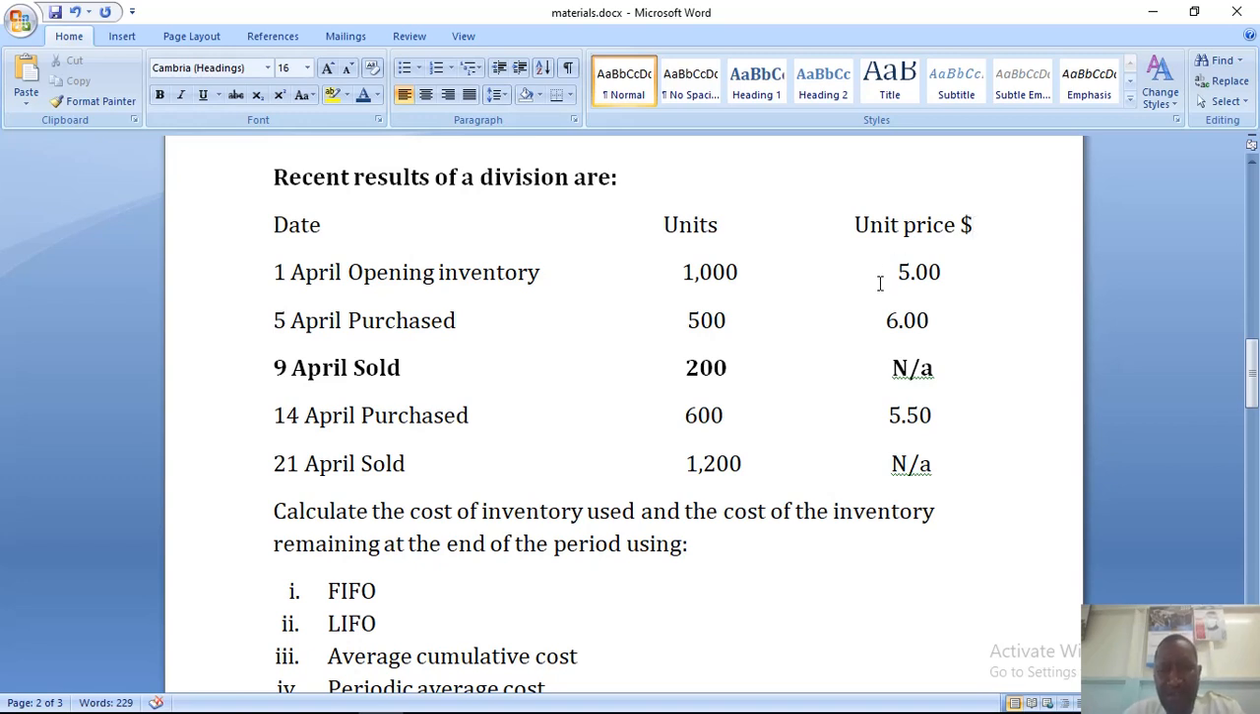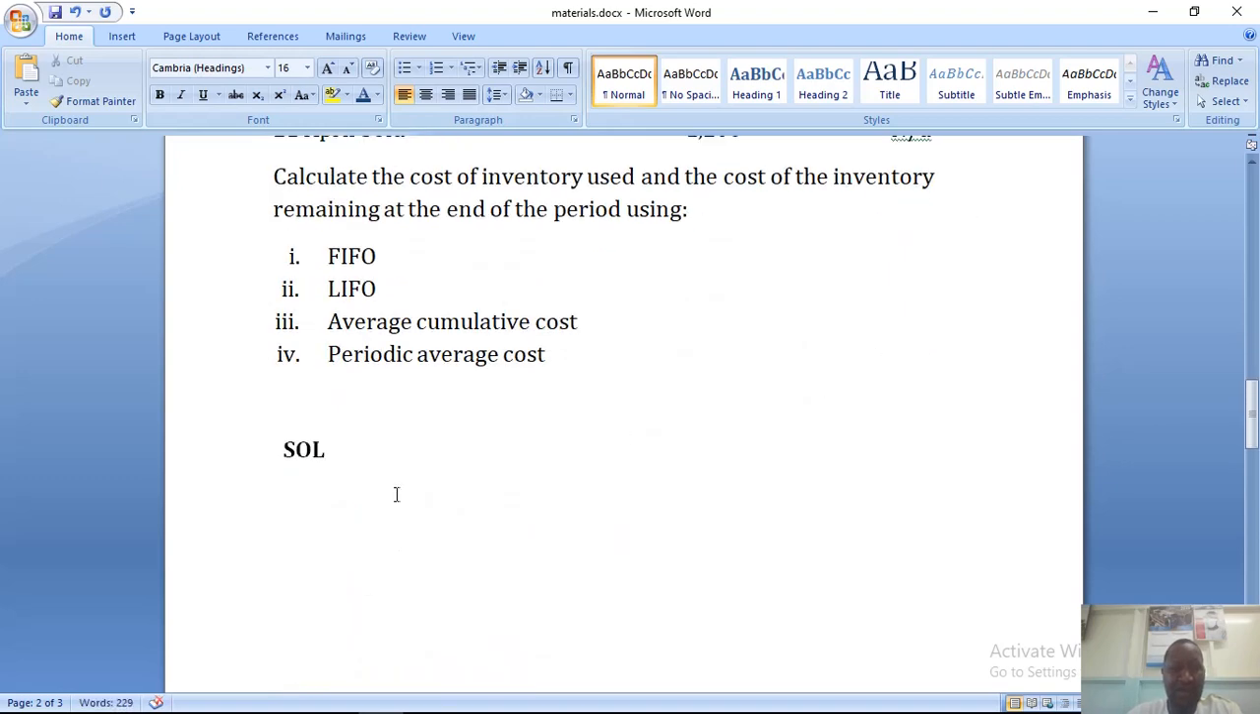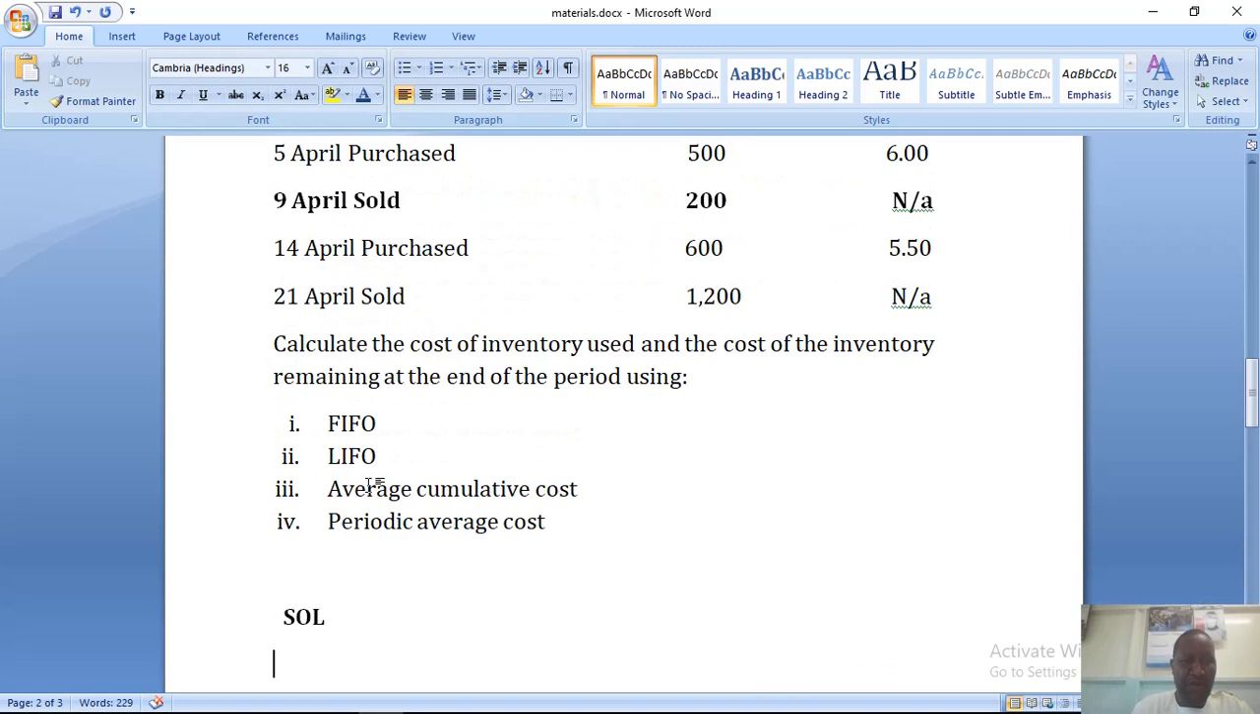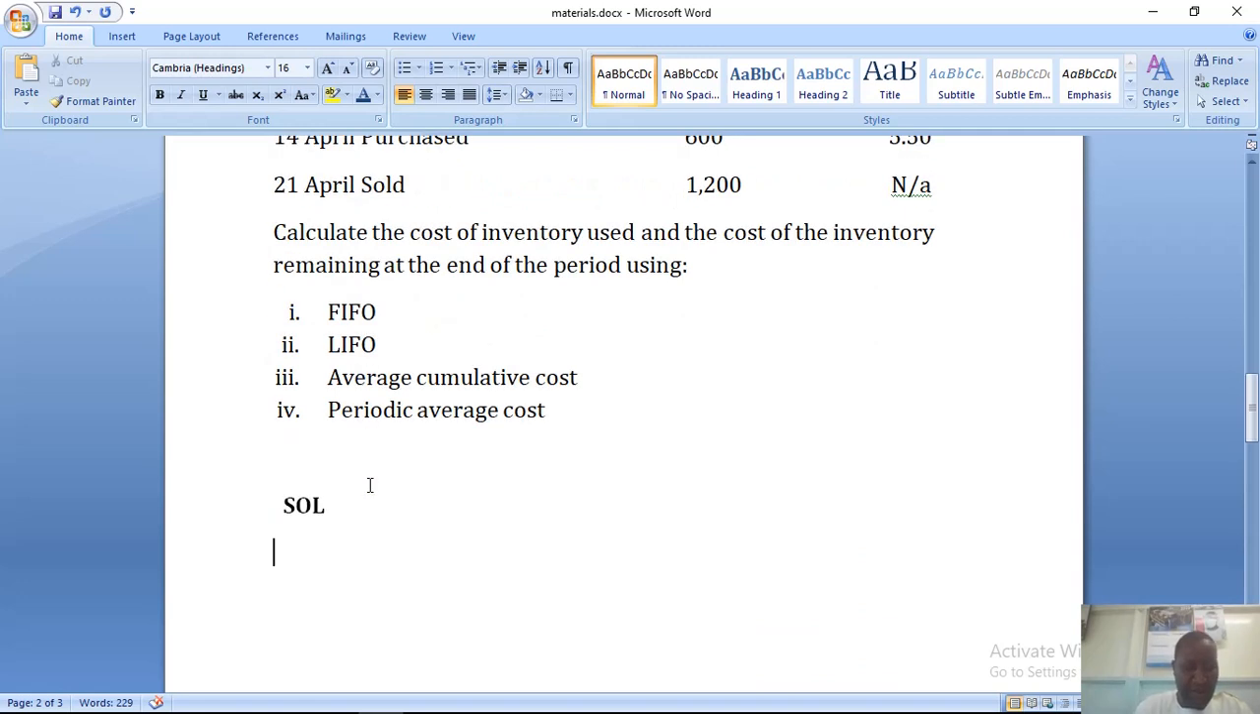So let's say $5, and we have 1,000 units in inventory, the earliest inventory that we received. So 200 will be issued from that, and the price is $5,000. So we'll say issue on the 9th of April.